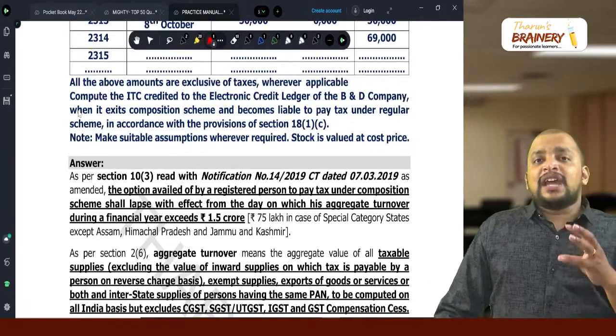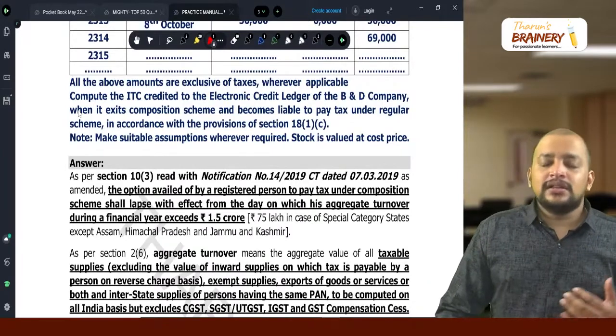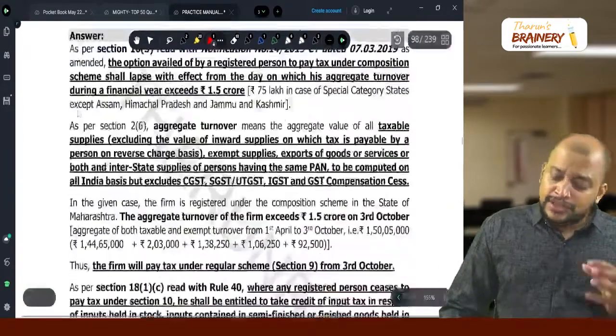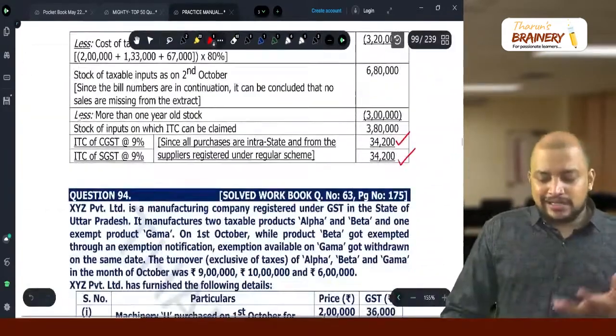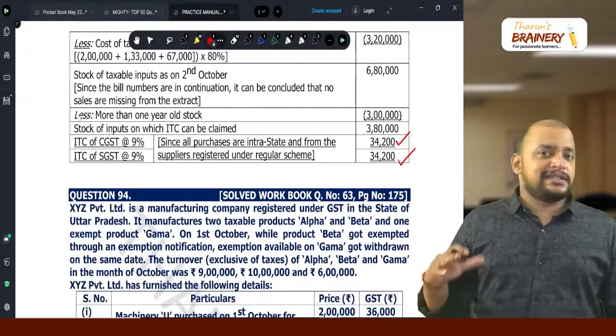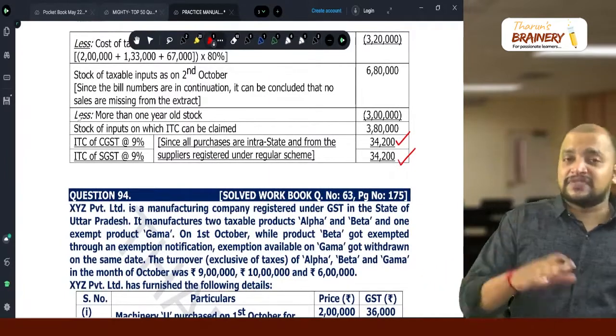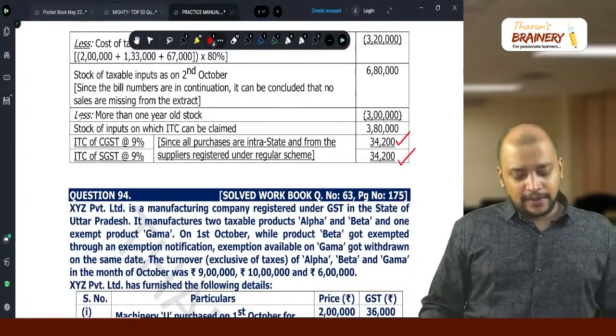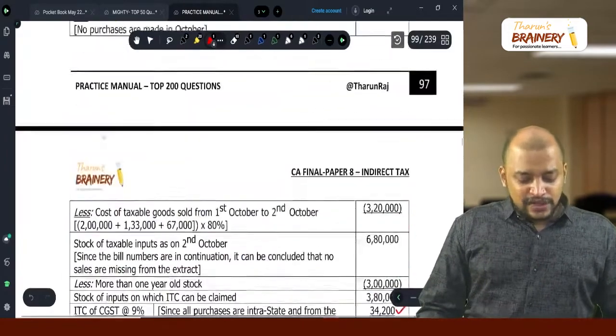And if the ITC amount exceeds 2 lakhs, that should be duly certified by a chartered accountant or a cost accountant. In this case, the ITC amount is just 68,400, so that need not be certified by a CA or CMA. It is just self-certification. If it exceeds 2 lakhs, that should be certified by a CA or CMA. That is with respect to this question.